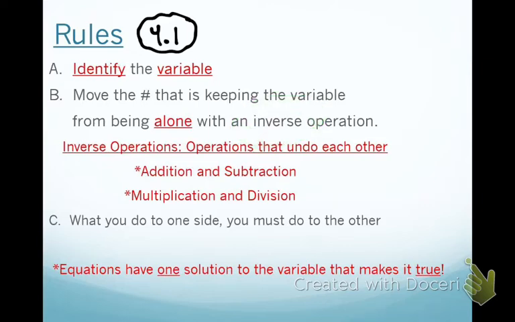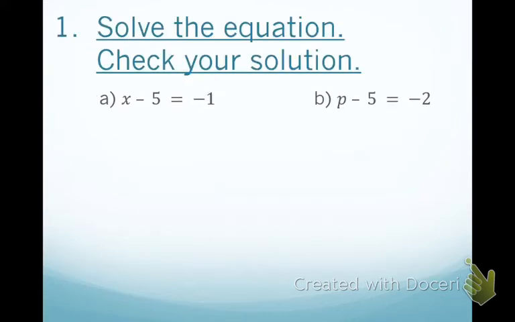All right, so here are some inverse operations, or operations that undo each other. Addition and subtraction, multiplication and division. And then it says here, what you do to one side, you must do to the other. And then at the bottom it says equations have one solution to the variable that makes it true. So there's not going to be a bunch of answers. There's only one answer.